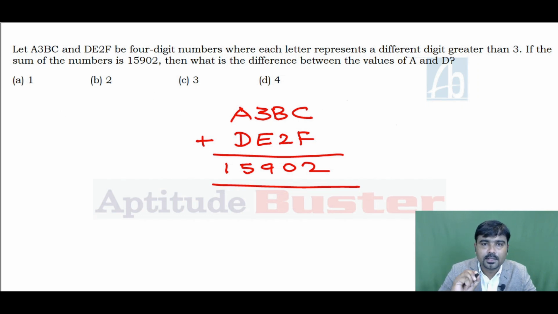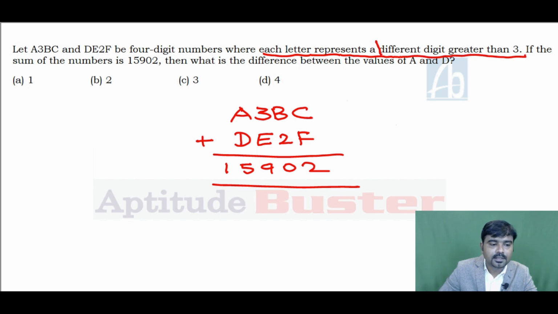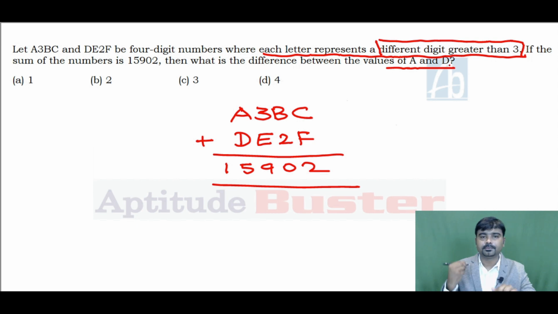This question is from the crypt arithmetic topic. Listen here, in this question I'll clearly tell you how to find the logic behind this. It is given: let A3BC and DE2F be 4-digit numbers where each letter represents a different digit greater than 3. It is very important that they are different digits and greater than 3. If the sum of the numbers is 15902, then what is the difference between the values of A and D?